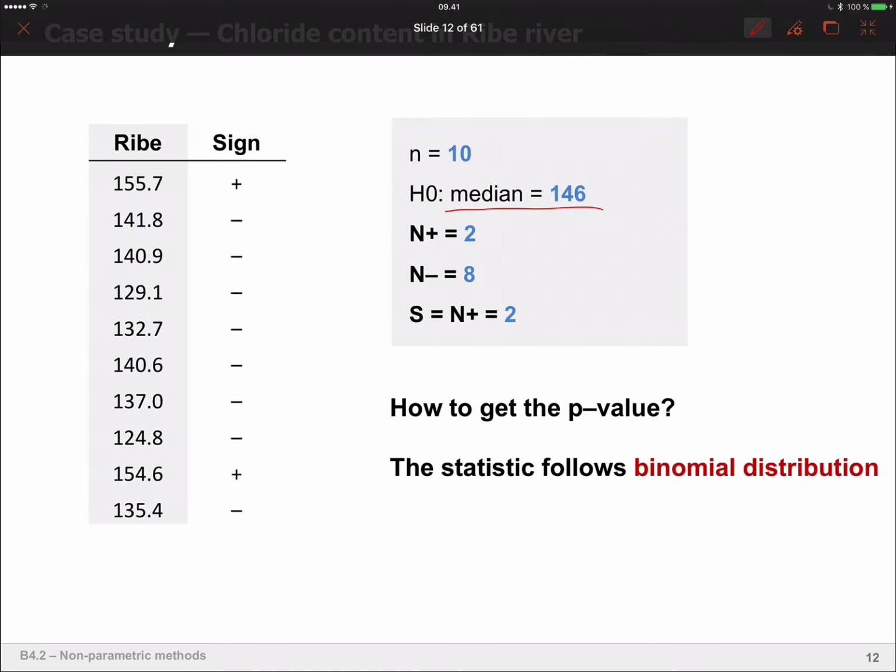Now let's count how many values we have below and above, right? So the first value is 135. It's below, so it's minus. Then it's above, so it's plus. It's below, so it's minus.